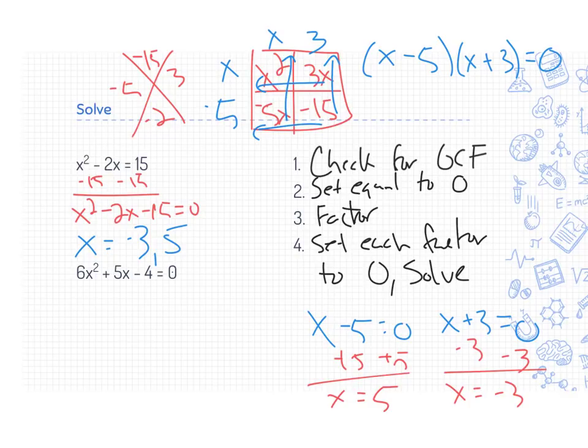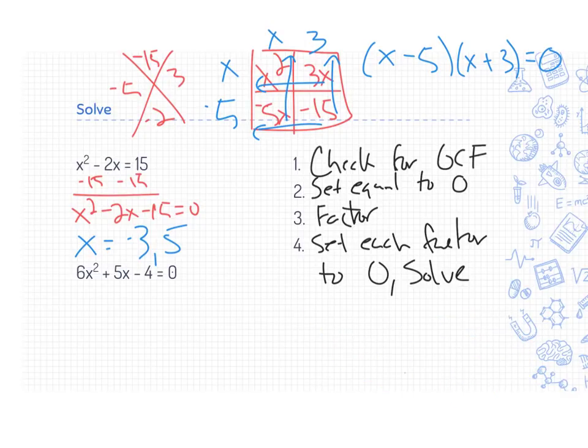Okay, so let's now apply that to our second problem here. Let's start with the second example: 6x squared plus 5x minus 4 equals 0. So is there a GCF? Nope. It's already set equal to 0 for us, so that saves us time. So then we're going to now just factor. A times c is a negative 24, and our b is 5. So we're going to have a negative and a positive, and that is going to be a negative 3 and positive 8.